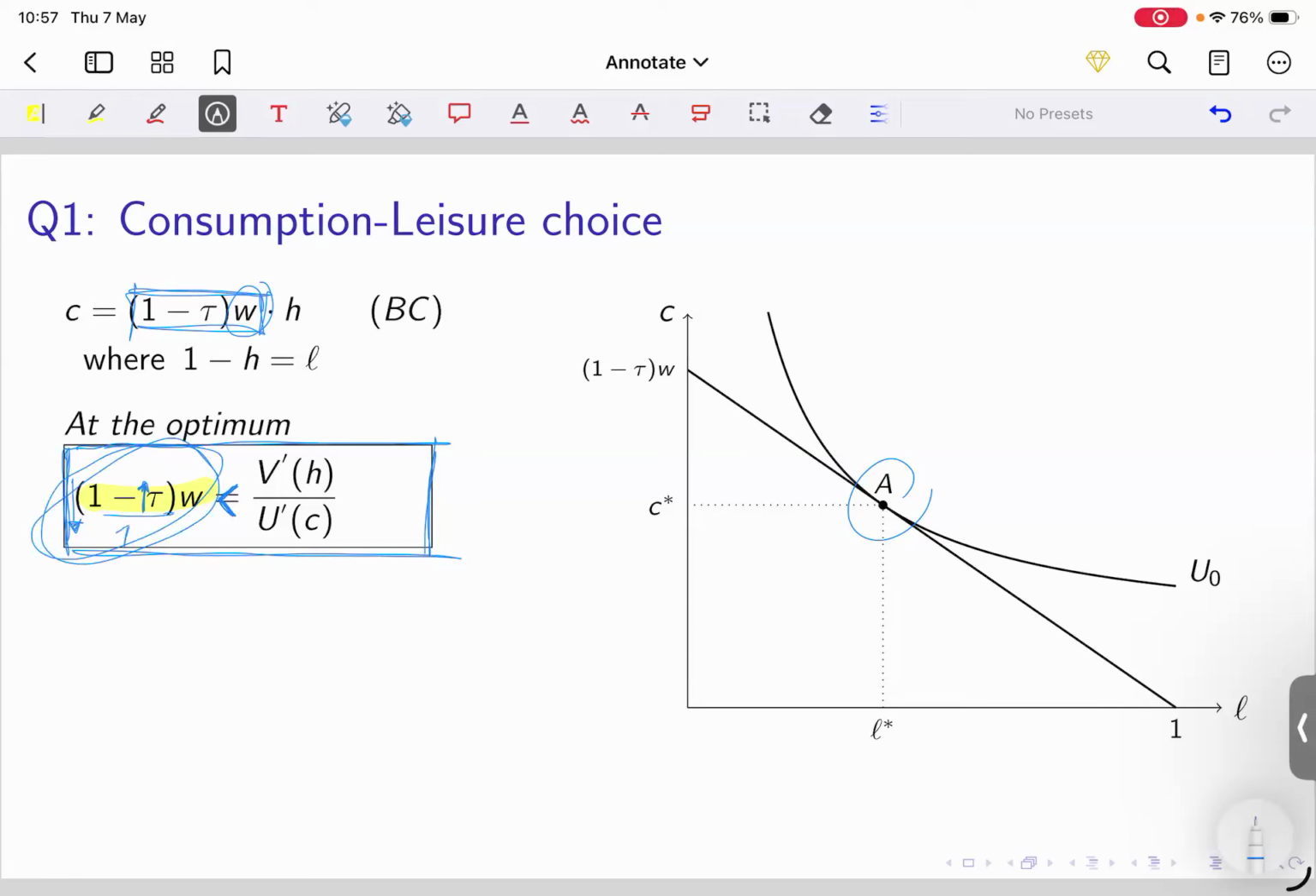Technically, this is over 1. 1 is the price of the good. Remember how we normalize everything. So with leisure becoming relatively cheaper, as a rational household, what do I do? I substitute from consumption towards leisure. That is to say, I move southeast in this graph.